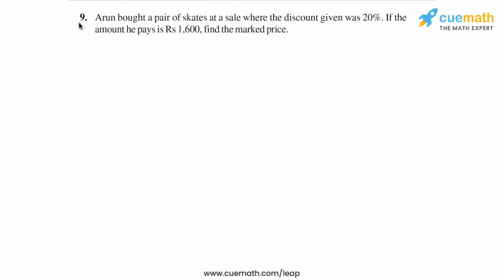Okay, here's the problem statement in question 9 of the exercise. Arun bought a pair of skates at a sale where the discount given was 20%. If the amount he pays is rupees 1600, find the marked price of the pair of skates.